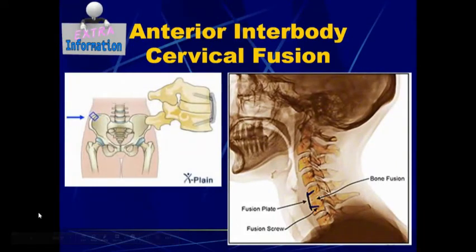This is some extra information. This is a process called anterior interbody cervical fusion. My dad actually had this surgery done about 17 years ago now. He is a roofer, and he had an accident where he and his crew fell off of a scaffolding that was about 2 stories in the air. He ended up breaking his neck and his back and having a lot of other internal injuries.